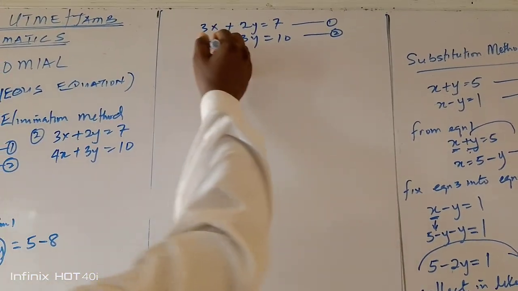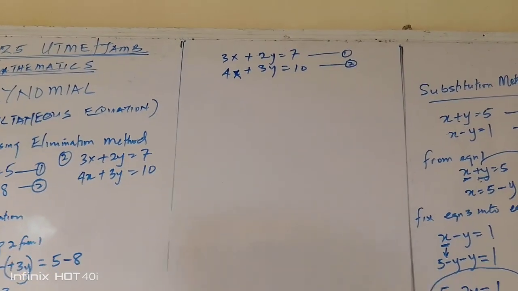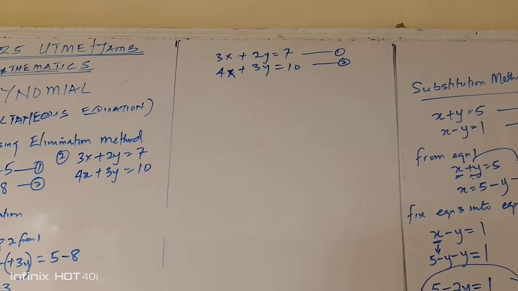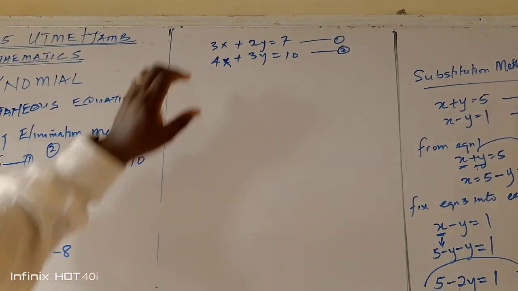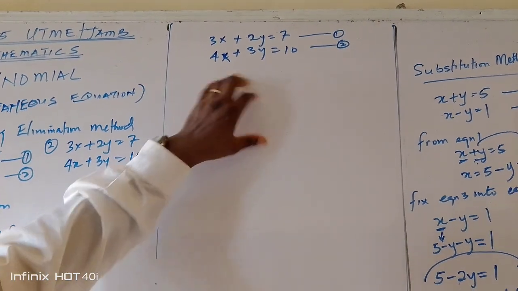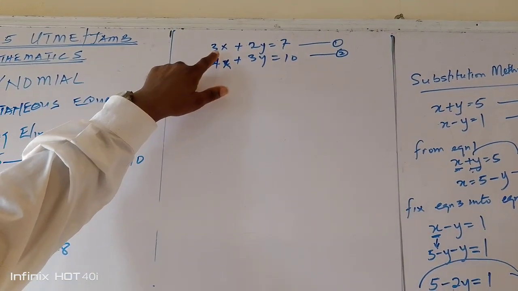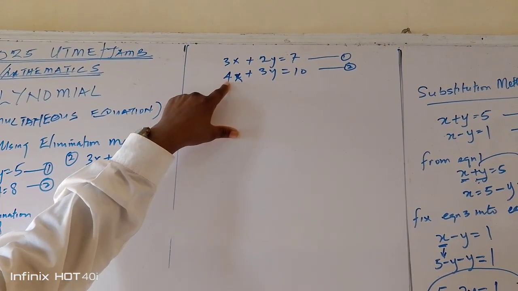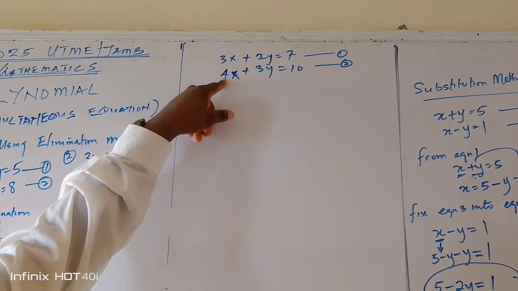Okay, let's look at this second question. We have been asked to use the elimination method, and I told you we can only eliminate when the two variables in question have the same coefficient. As it is now, the coefficient of x in equation 1 is 3, and the coefficient of x in equation 2 is 4. So it will be difficult for me to eliminate it.